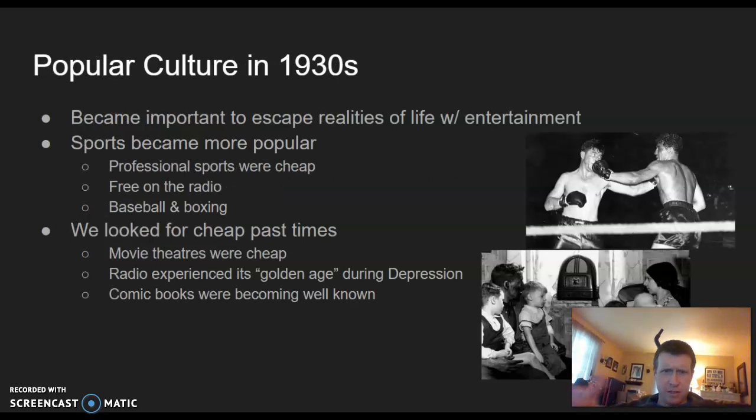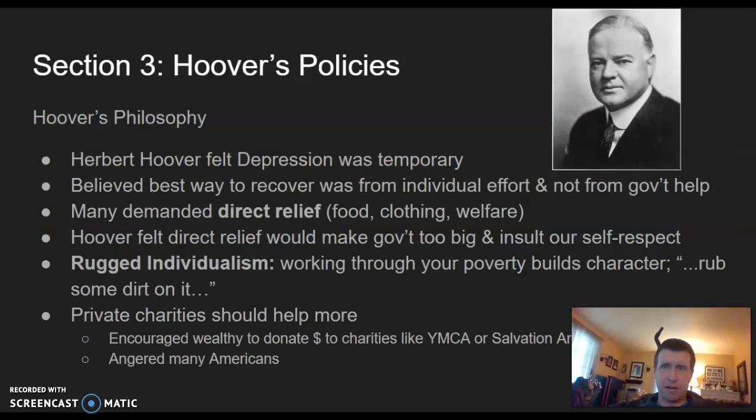This slide here just looks at how we started looking at professional sports like baseball and boxing to distract us. I'm not going to spend any time here on that. Here's a little bit about Herbert Hoover. I did want to finish off with him just quickly.